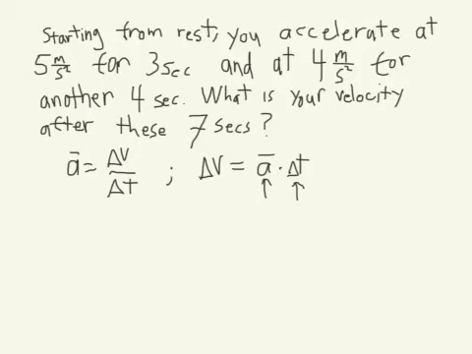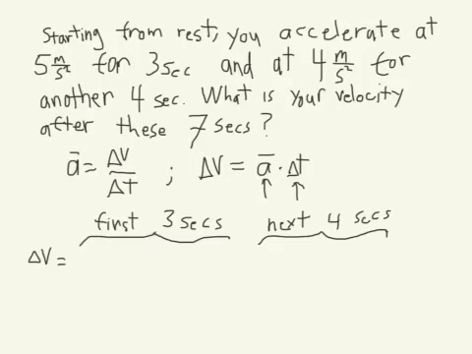So let's take a different approach. Let's find the change in velocity over the first 3 seconds and then add that to the change in velocity over the next 4 seconds. Our change in velocity for the first 3 seconds would be the average acceleration during those first 3 seconds times that time interval, plus the average acceleration for the final 4 seconds times that slightly longer time interval. I'll give little subscripts here just to distinguish that these are different a's and t's. But we know what they are.